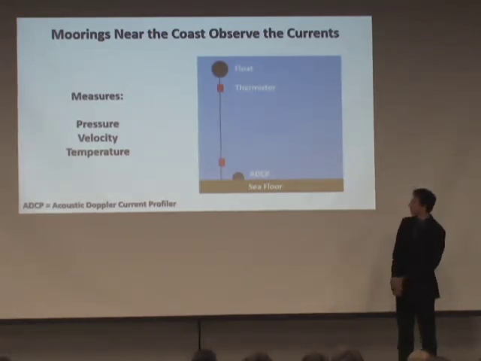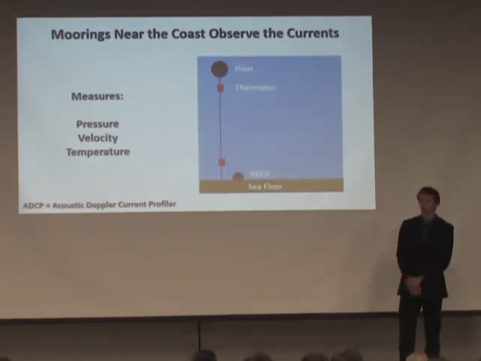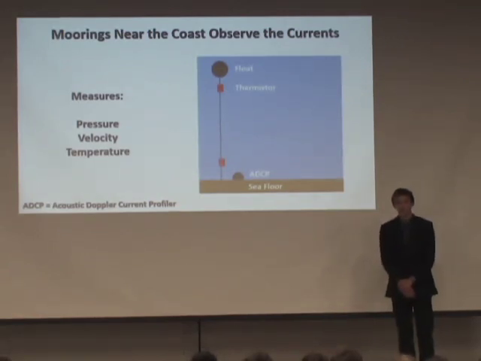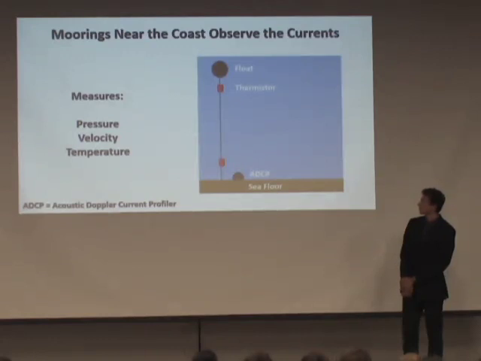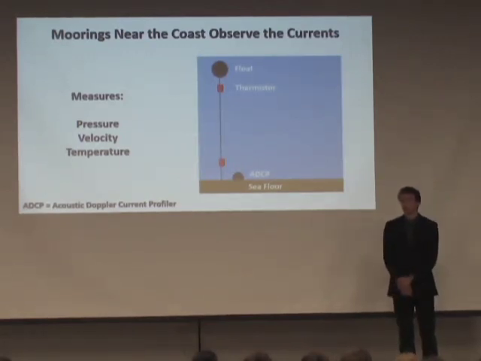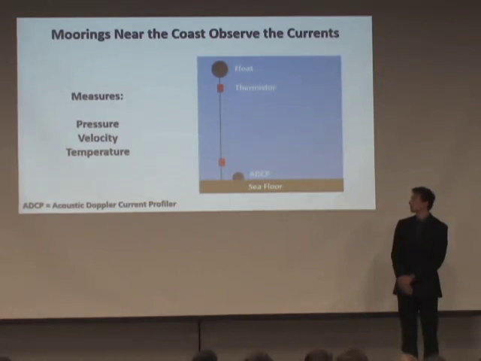And the first thing I'll point out about these is the acoustic Doppler current profiler, or ADCP, which is located on the seafloor. ADCPs can measure both pressure and velocity, and it can measure velocity at different depths in the water column, as well as the thermistor, which is located on the mooring line, and these can be used to obtain a temperature profile of the water column as well.